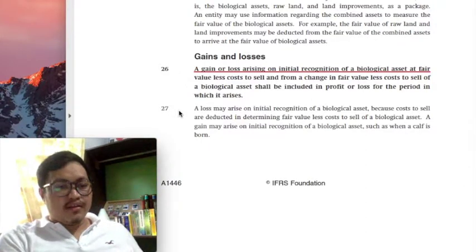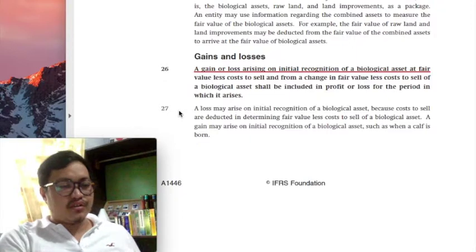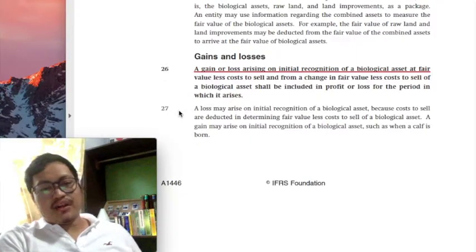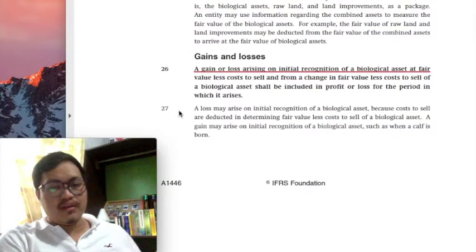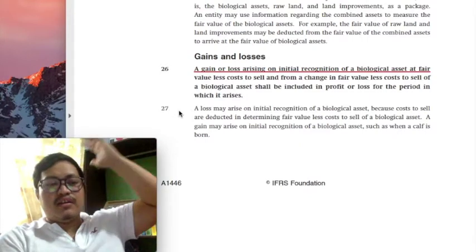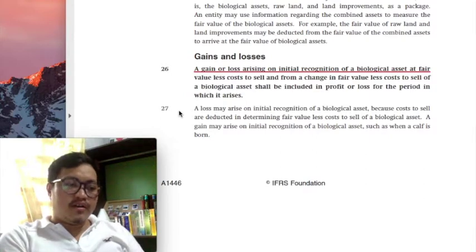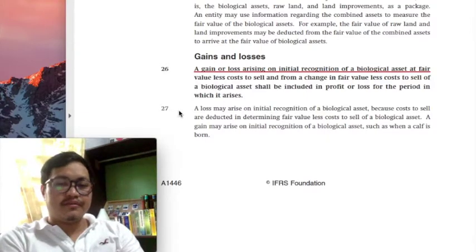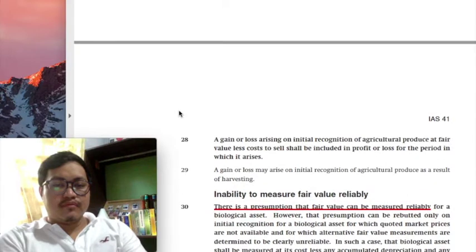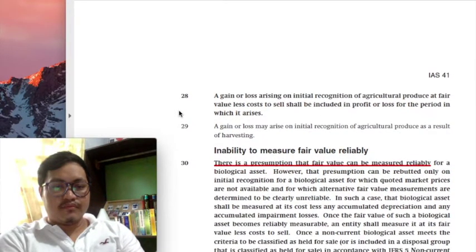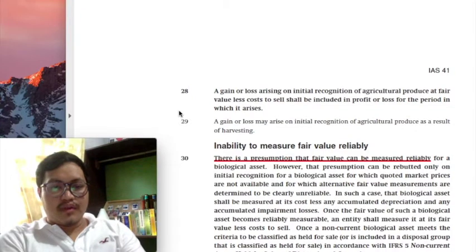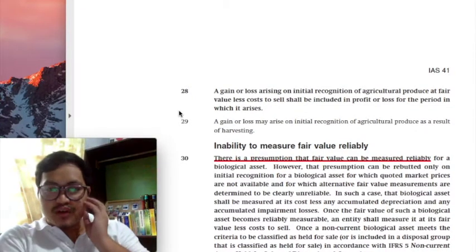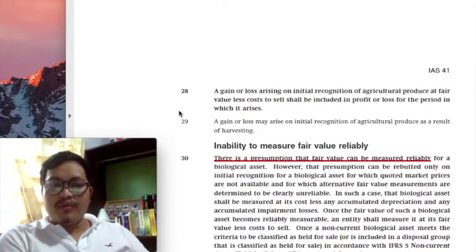And because you did not incur any cost, class, the birth of the additional biological asset was a natural course of nature, class. You will have your assets increase without any corresponding costs from your part. Okay, another reason, class, for your agricultural produce to have a gain on initial recognition, class, would be when you are harvesting.